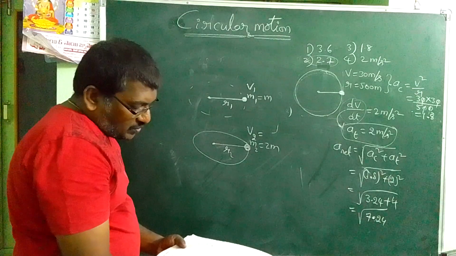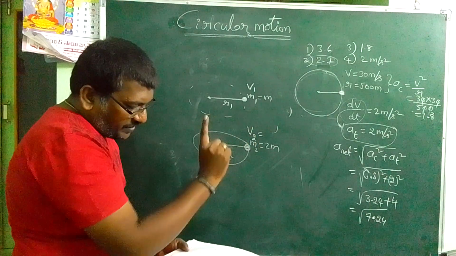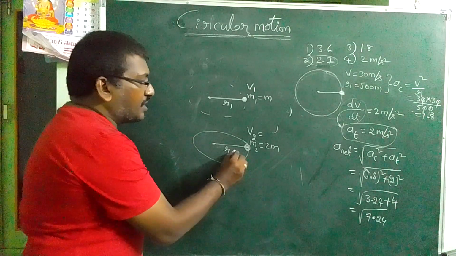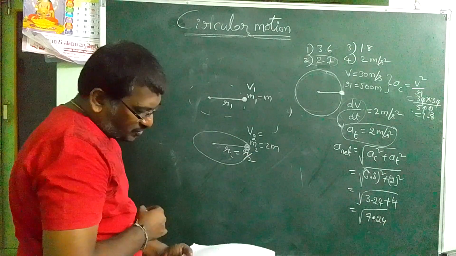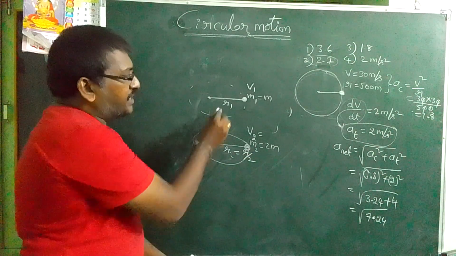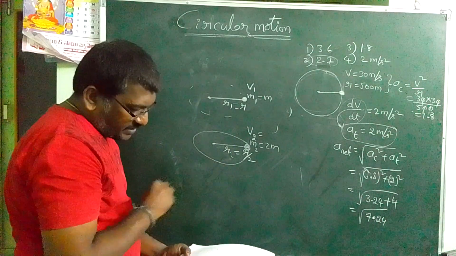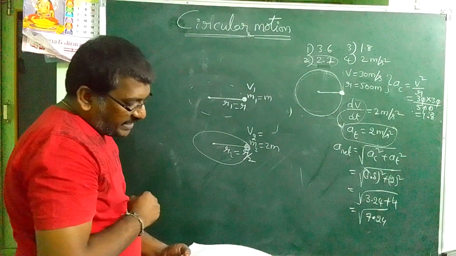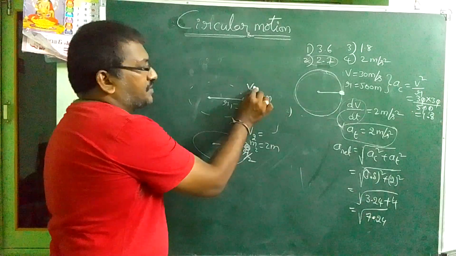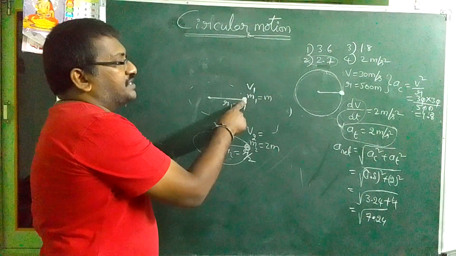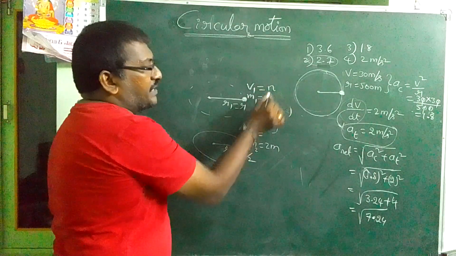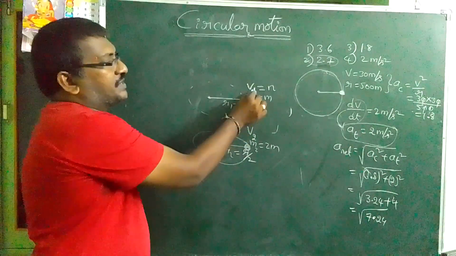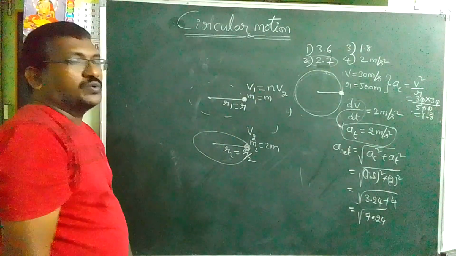So just listen. Two stones of masses m and 2m are whirled in horizontal circles. The heavier one in the radius of r by 2, and r2 is equal to r by 2 in the given problem. And the lighter one in the radius of r. The tangential speed of the lighter stone is n times that of the heavier stone. That means the speed of this lighter particle is equal to n times the speed of the heavier particle. What is the speed of the heavier particle? I am taking it as v2. That's why v1 is equal to n into v2.